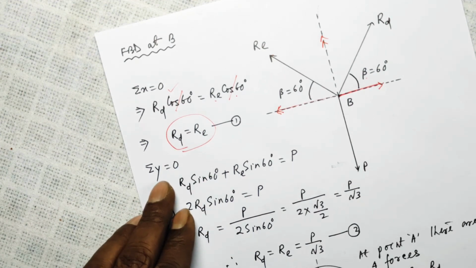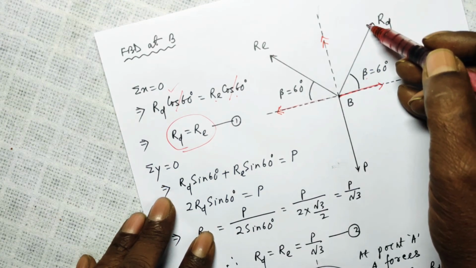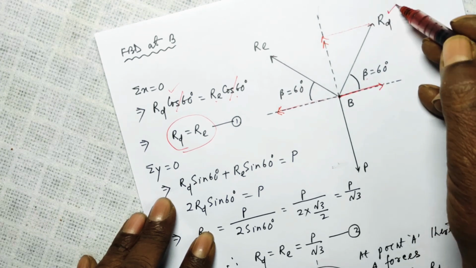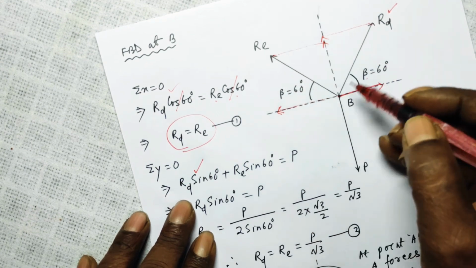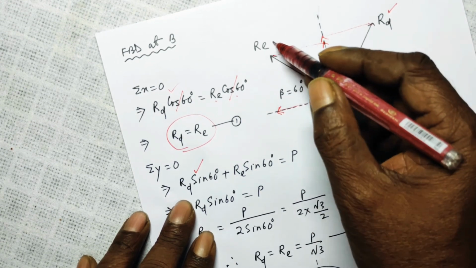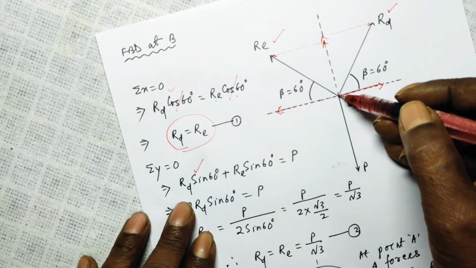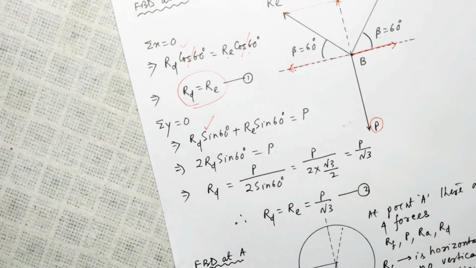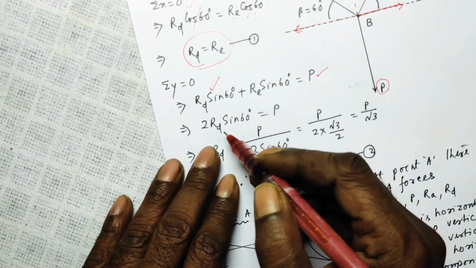Then let us apply sigma y is equal to 0. Now as you can see, if you drop a perpendicular from here, this part from here to here will be RD times sin 60. And if you drop a perpendicular from this point to this point will be RE sin 60. Both are in the same direction, and the sum of that is being opposed by P for equilibrium, that is to make sigma y is equal to 0. So RD sin 60 plus RE sin 60 is equal to P.